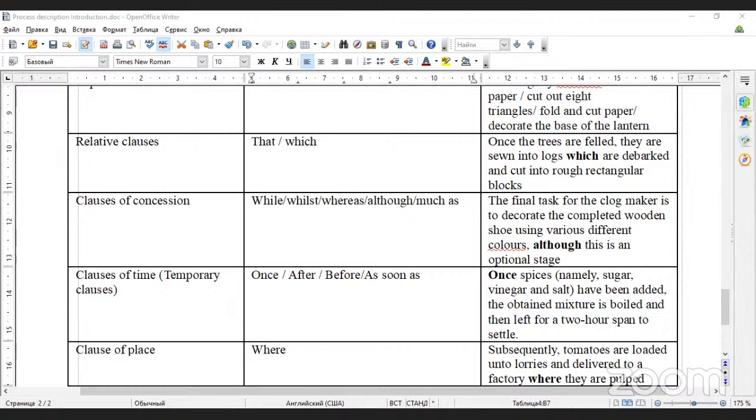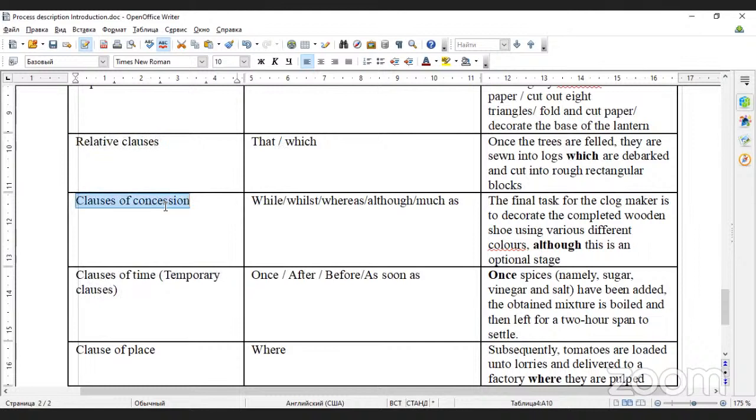The most natural ones that you can use in process description are, well, actually clauses of time. Because you say once something is done, something else is done. After something is done, something else is done. Before something is done, something else is done. As soon as something is done, something else is done. And then you can also use relative clauses like that, which, clauses of concession.